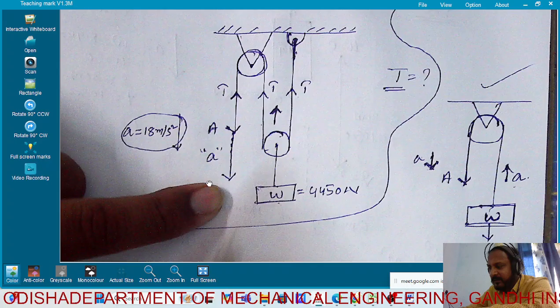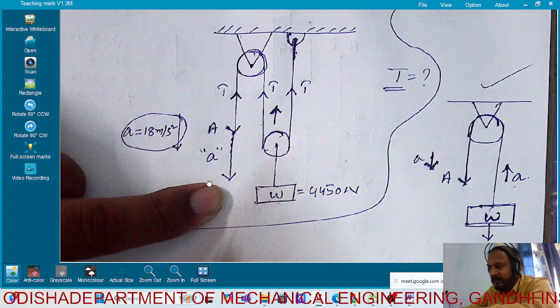Clear? So the body is going in which direction? Upward direction. Okay. So you apply the equation of motion. Can anyone say what is the equation of motion? Summation of F is equal to W by g into acceleration. Okay. So now let us substitute one by one. So this weight is going in which direction? In upward direction.